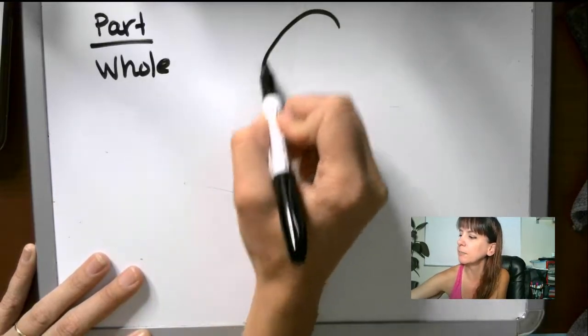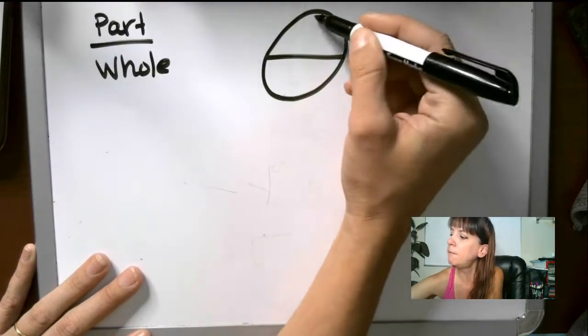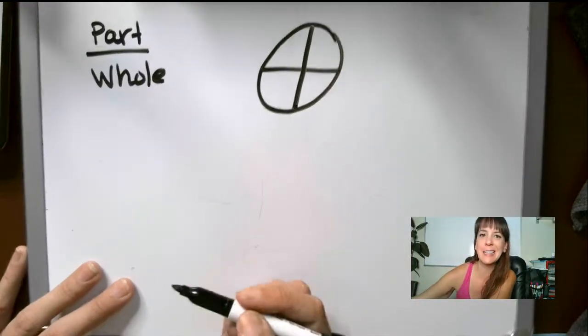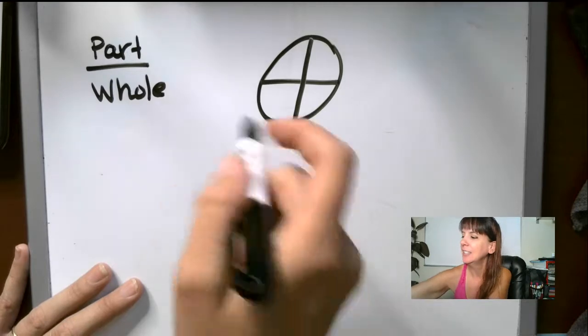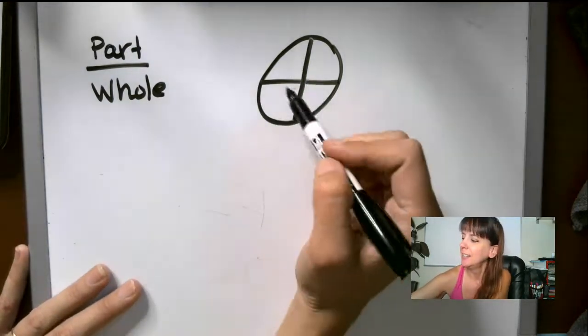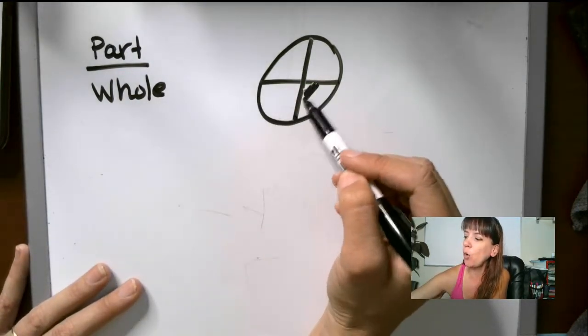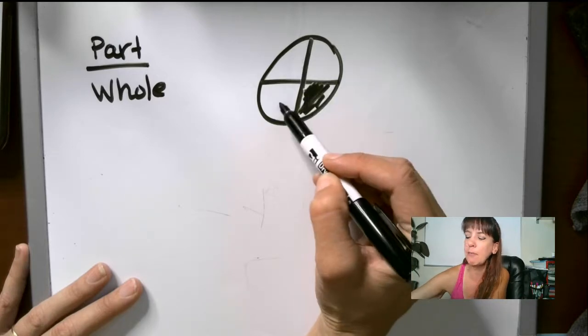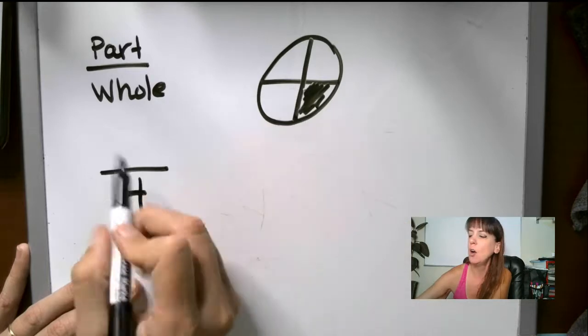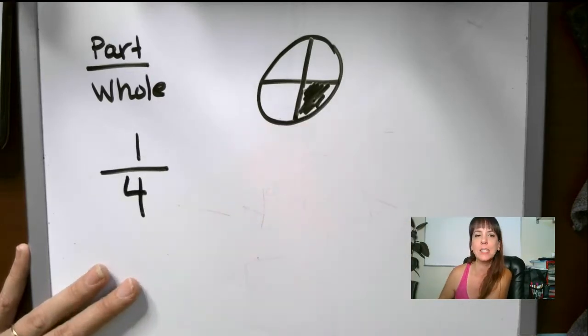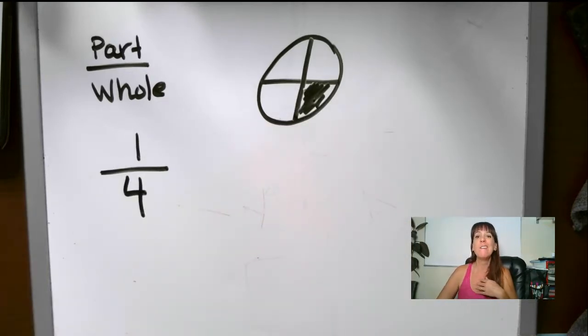So I have a circle here. There are 4 slices in the whole section. I've been doing this 15 years and I still cannot draw a decent looking circle. Okay, so the whole thing has 1, 2, 3, 4 sections, which means the whole thing is 4. I have shaded one of those. That's the part that has been shaded. Therefore, it is 1/4. That is your fraction.